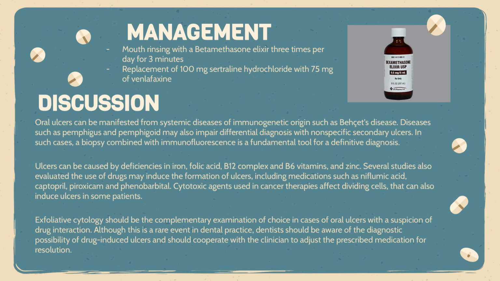Betamethasone oral solution is a corticosteroid. It helps to reduce swelling, redness, and irritation in the mouth. It can be used for the treatment of mouth conditions that cause soreness, such as mouth ulcer and oral lichen planus. Other than that, a replacement of 100 mg sertraline hydrochloride with 75 mg of venlafaxine.